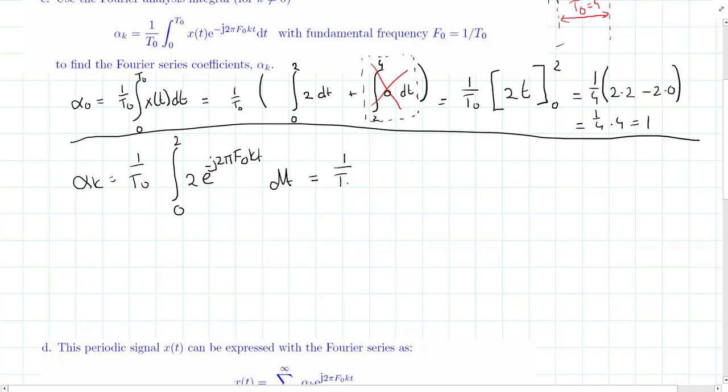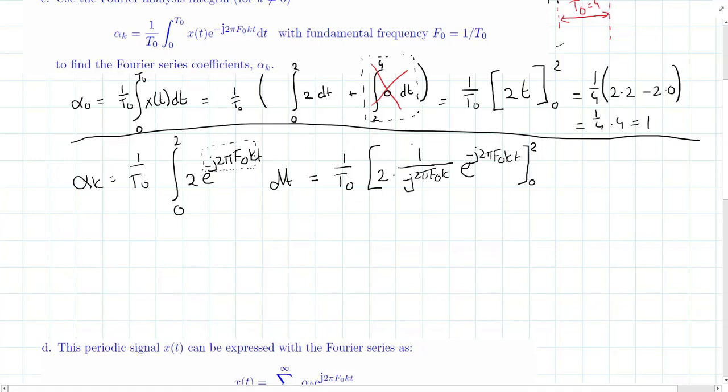So if we would have to determine the primitive function, we would have 2 times a correction factor. The correction factor is equal to 1 over the part in front of the t, so 1 over minus j 2 pi f0 k. And the rest of the primitive function is simply e to the power minus j 2 pi f0 k t, which we have to integrate from 0 to 2.